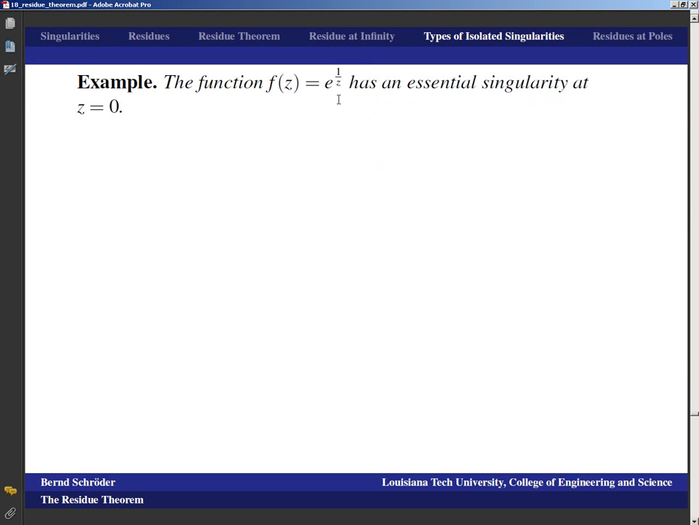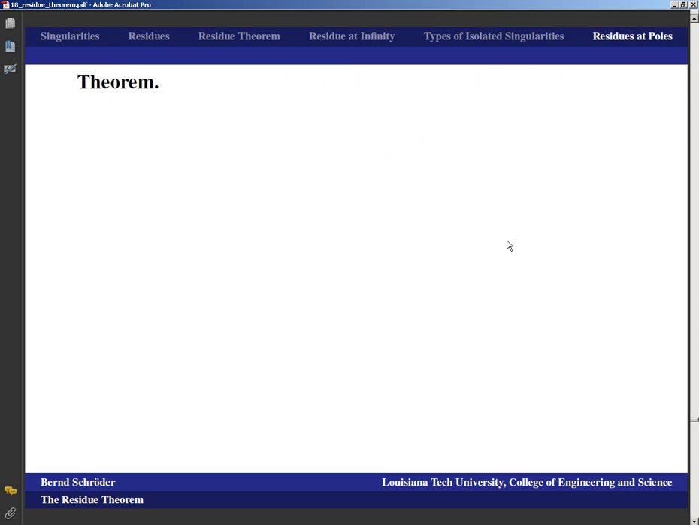And the function f of z equals e to the 1 over z has an essential singularity at z equals 0. That's because e to the 1 over z is the sum n equals 0 to infinity, 1 over n factorial times 1 over z to the n. And we can see that these coefficients b sub n, actually all of them are non-zero. And that means that's about as essential a singularity as you can get.